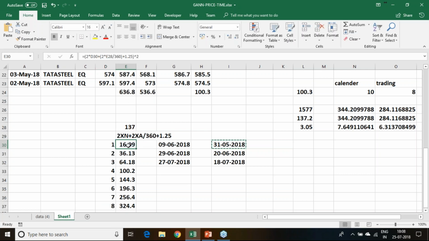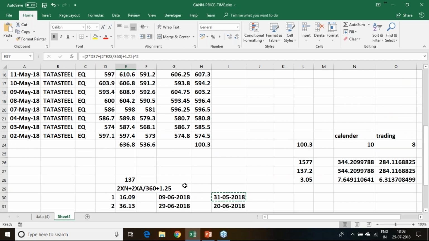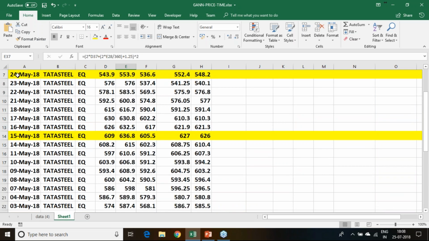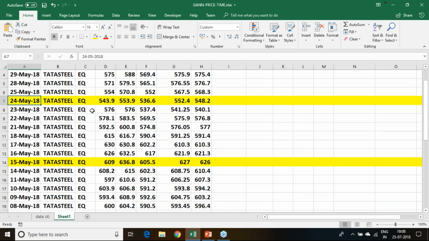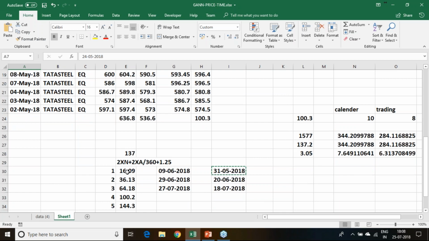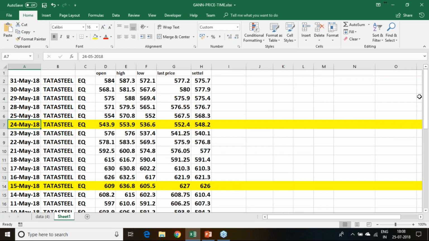So by this process I am getting 16, 36, 64, 100, 144 till 324. When this date I have started, the low happened on 24th May. So 16 days from 24th May, post my calculation, the major top and bottom predictions I have to start. Here is the clue. From 24th May, 16 days from 24th May, I'll be finding out a major top or a major bottom.